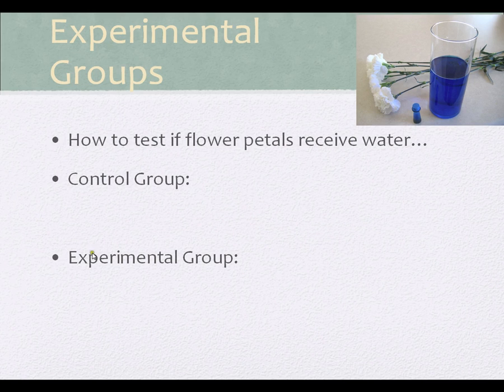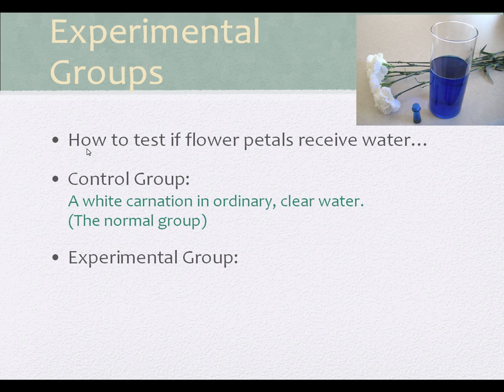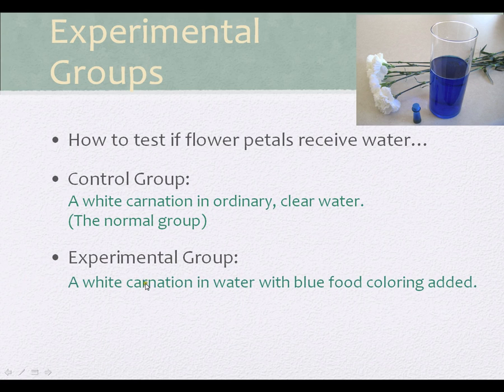So, let's go back to how do we test if flower petals receive water. Our control group would be what? What are the normal conditions for that bouquet given to you by your sweetie? The control group would be just flowers and ordinary clear water. We're going to choose white flowers, and our experimental group then would be to put blue food coloring in the water. This will tell us if the petals turn blue, then the water is actually reaching the petals. If they don't turn blue, then water actually isn't reaching the petals. It's probably just going up somewhere in here where the sepal is and then stops.